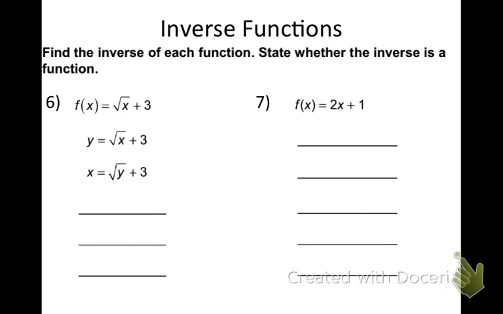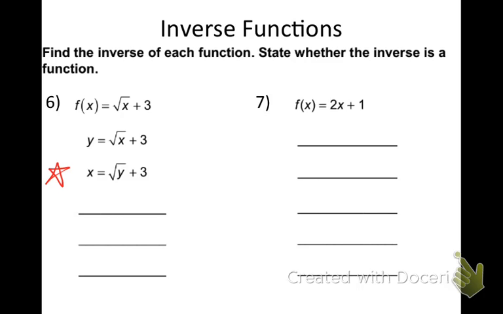Let's look at number 6. Find the inverse of each function. State whether the inverse is a function. F of x equals the square root of x plus 3. F of x is fancy for y, so y equals the square root of x plus 3. Notice I switched x and y. So I now have x equals the square root of y plus 3.